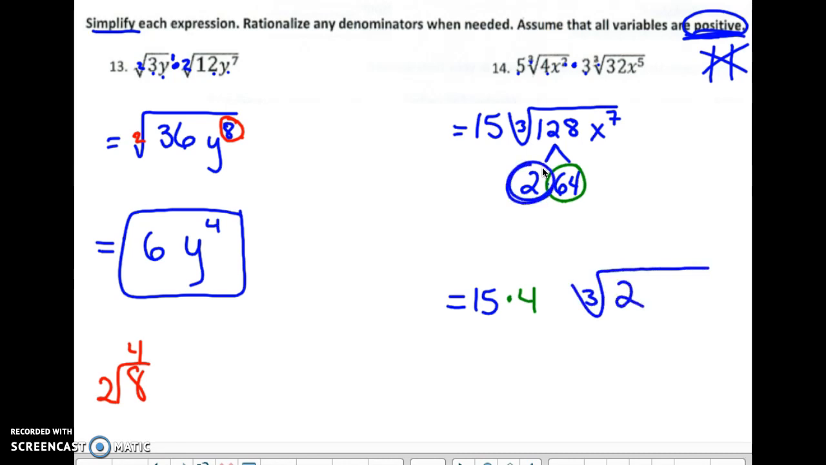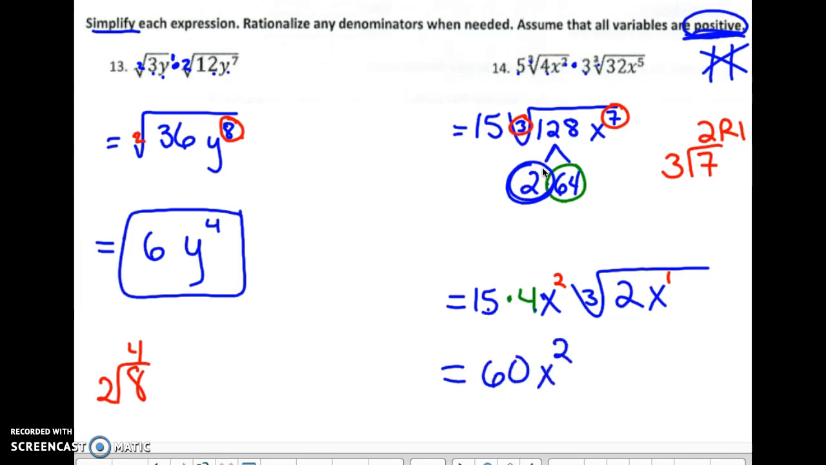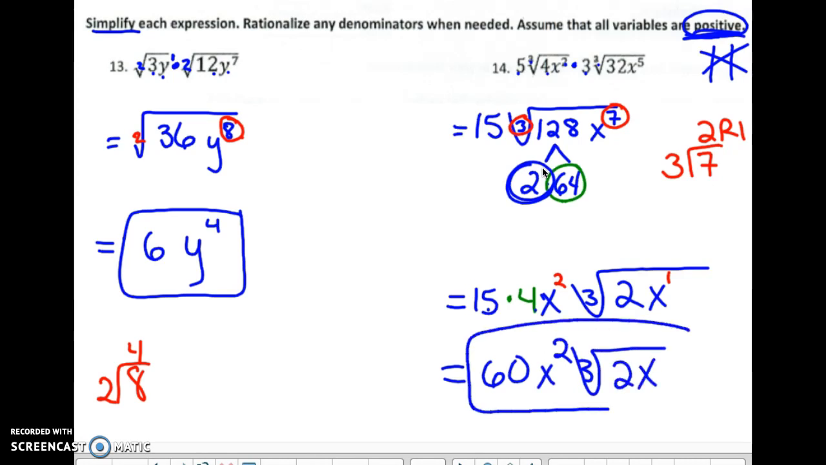And then same thing with our exponents. 7 divided by 3, power divided by the index, is 2 remainder 1. So out front we take an x, and it's squared. And then inside there was an x. Technically it's to the first power. I wouldn't write that most of the time. The last thing we need to do is multiply the 15 and 4. So we get 60x squared times the cube root of 2x.